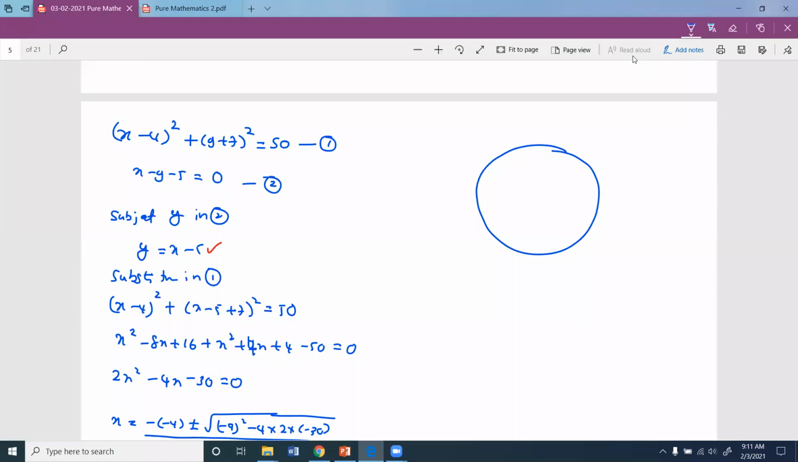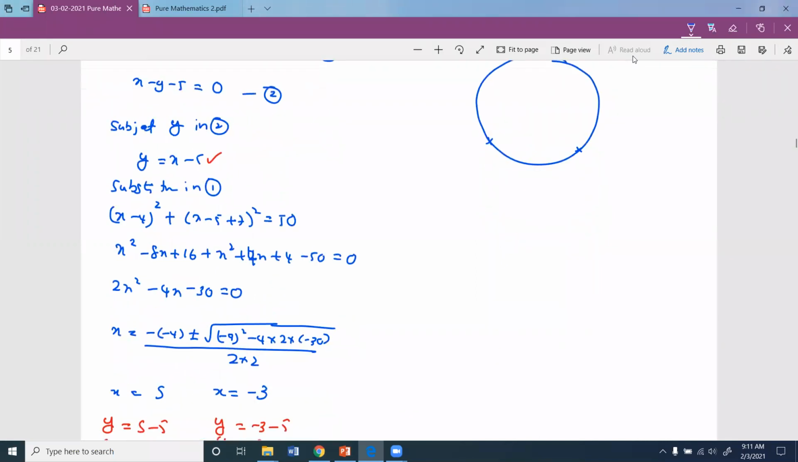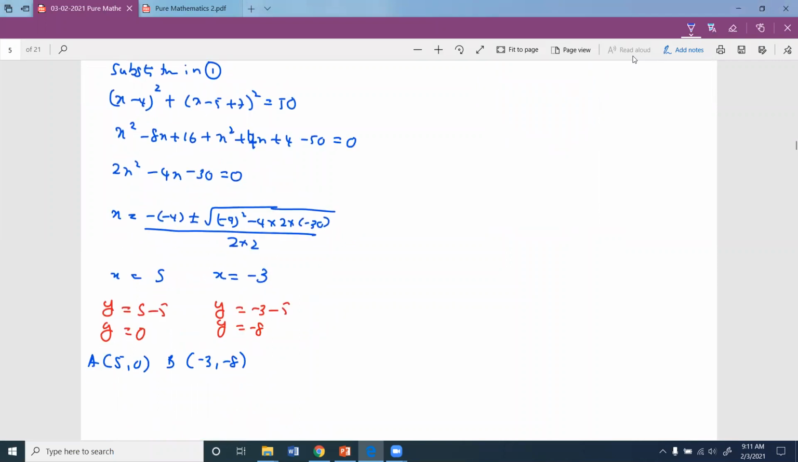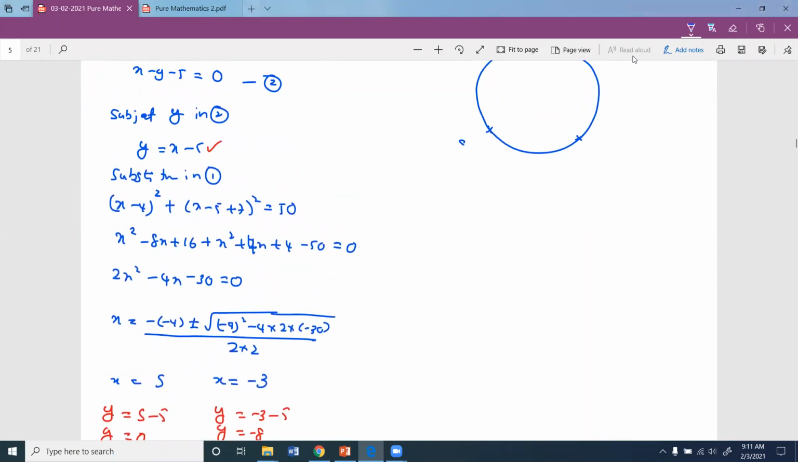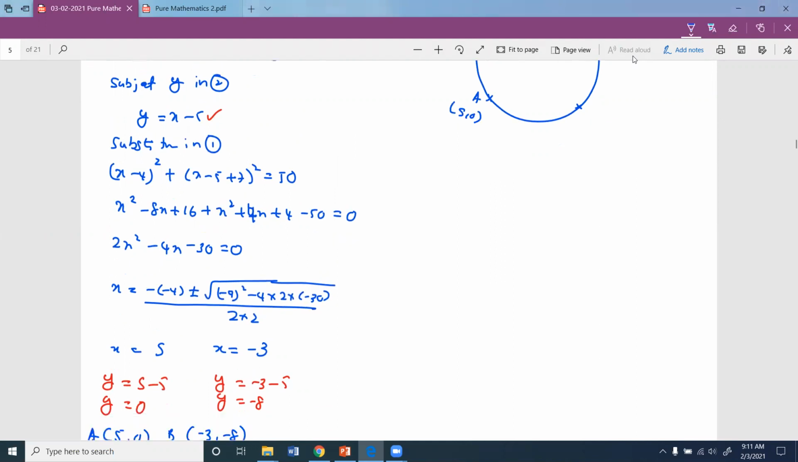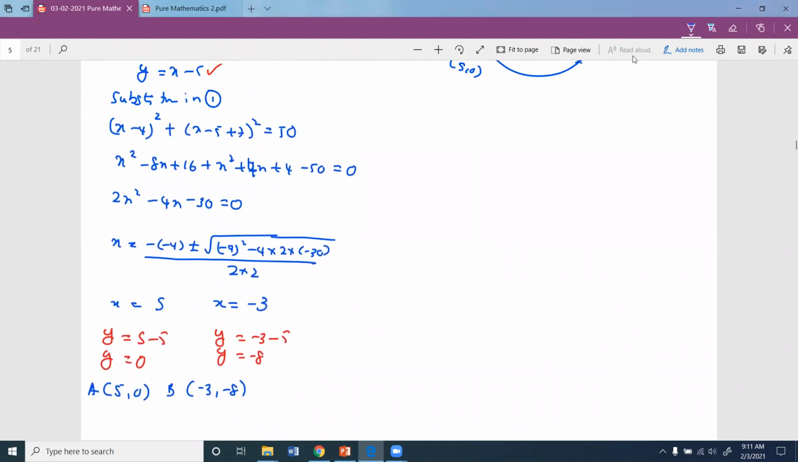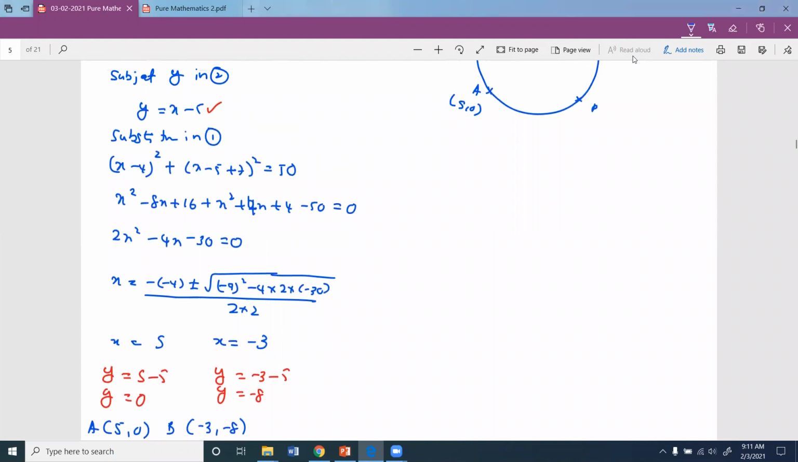Then we know these two points. One point is (5, 0). There is nothing to specially say this is A and this is B. So B is (-3, -8). So there's a chord over here.